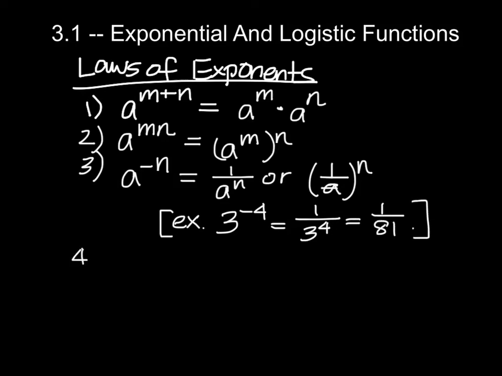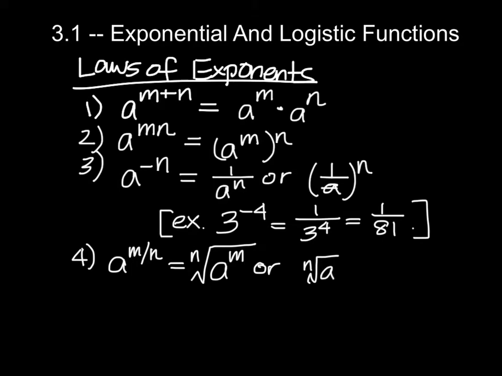The fourth law says a to the m divided by n power can be written in two different ways. The first way is to write it as the nth root of a to the m power. Or you can think of this as the nth root of a all raised to the m power. So both of those work. Let's do a couple examples for that.